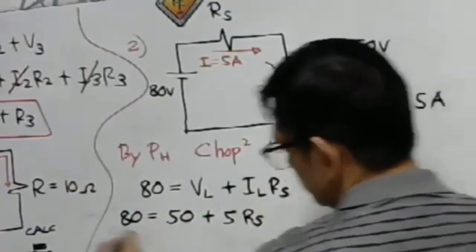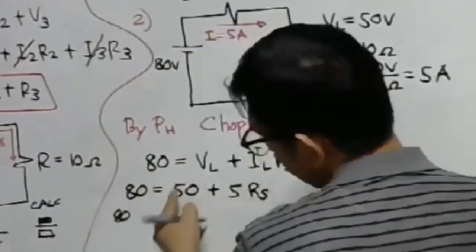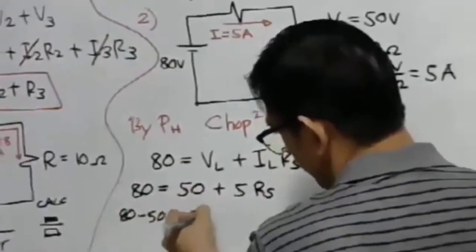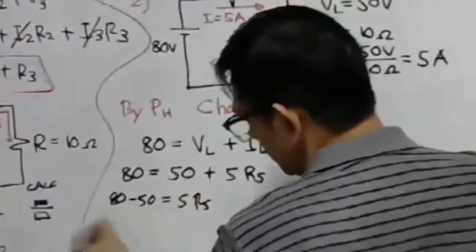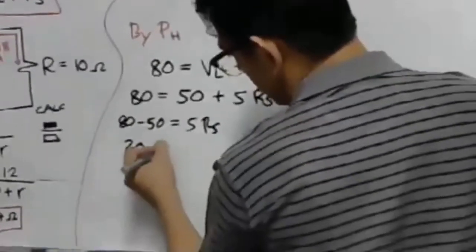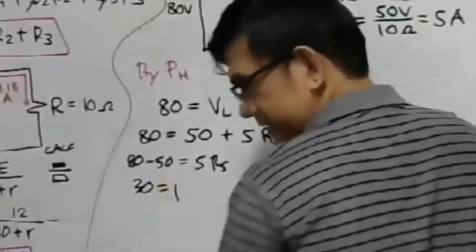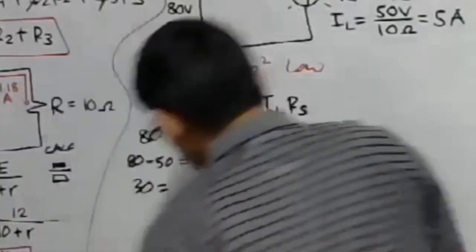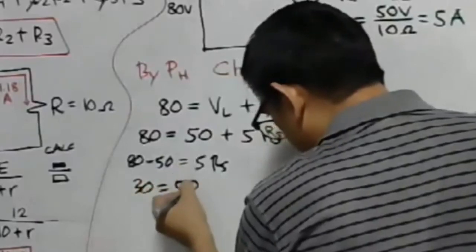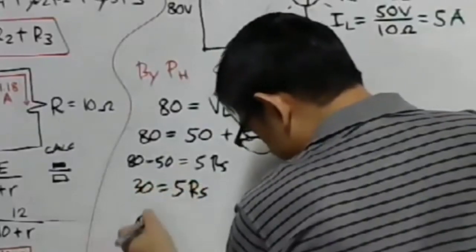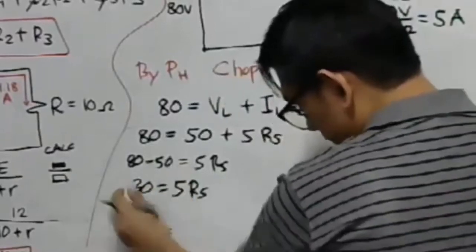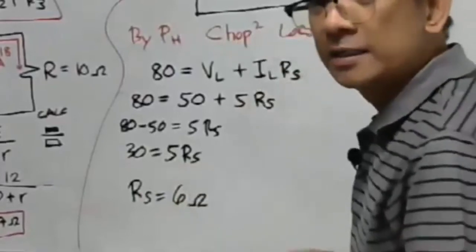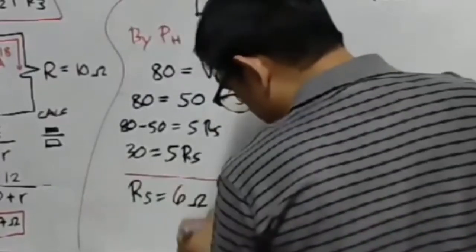Then we have our RS. Okay, let us manipulate this. This is 80. Let us transpose this one. So 80 minus 50 is equal to 5 RS. 80 minus 50, we have 30. That's equal to 5 RS. And of course, our RS is simply equal to 30 divided by 5, or simply 6 ohms. That is the value. That is already a board exam problem.